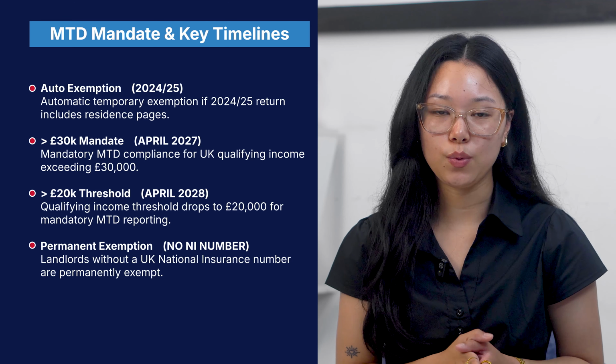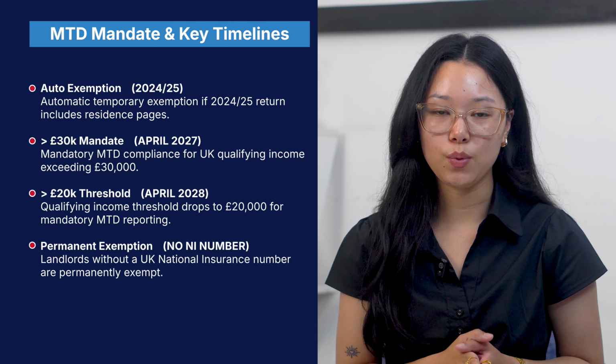There's one more wrinkle worth real money. If you have no UK National Insurance number, you're permanently exempt because you can't even sign up. So, a non-resident with no NI number has double protection. One with an NI number loses the temporary exemption in 2027.